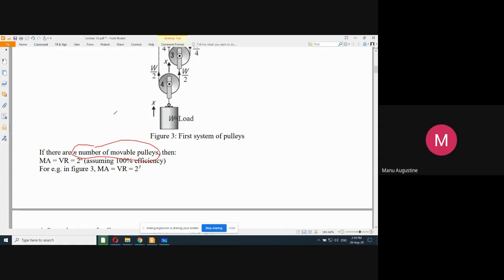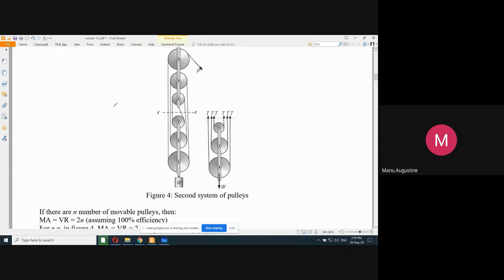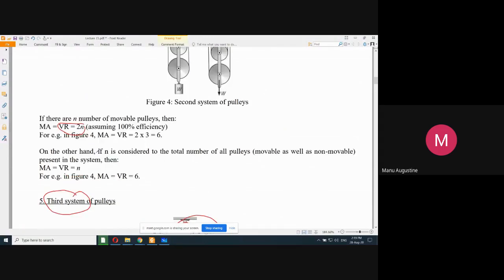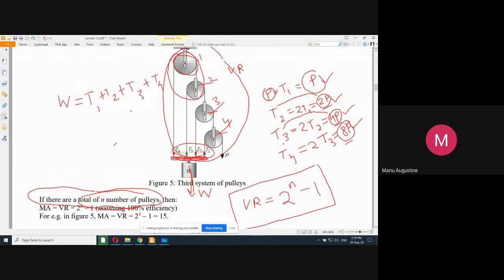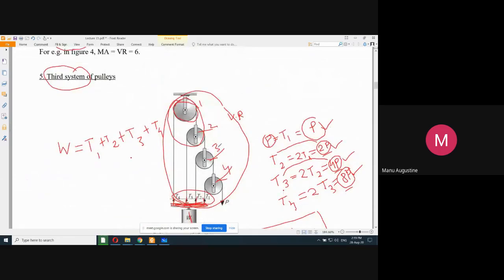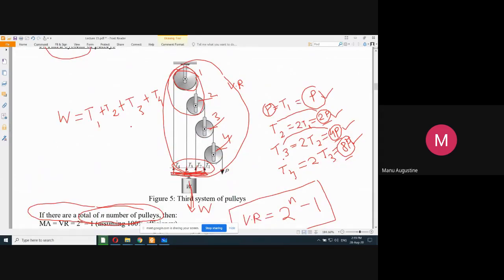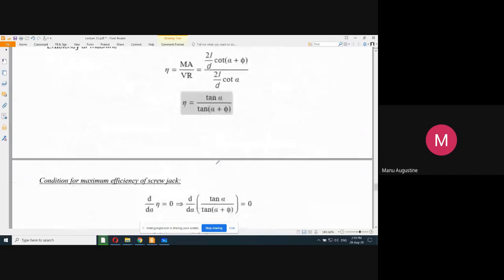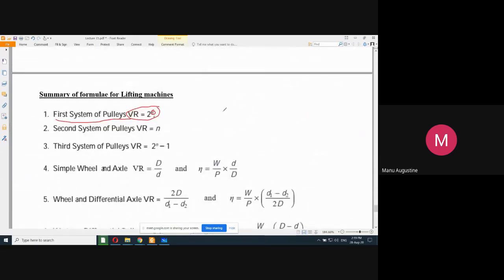ठीक है? सेकेंड सिस्टम ऑफ पुलीज में अगर मूवेबल पुलीज की बात करते हो तो वेलोसिटी रेशियो 2n है, और अगर सारी पुलीज एक साथ कंसिडर करते हो तो वेलोसिटी रेशियो n है। आप इन दोनों में से कोई एक ही याद रखें, दोनों एक साथ नहीं। वैसे दोनों पता होने चाहिए, लेकिन एग्जाम में लिखते टाइम कोई एक लिखें। और थर्ड सिस्टम ऑफ पुलीज में अगेन उसमें मूवेबल पुलीज का कॉन्सेप्ट नहीं है, तो टोटल नंबर ऑफ पुलीज हैं। So now you go back and remember, इनको रट लो अब इन फॉर्मूलेस को। डेरिवेशन तो पता लग ही गया, ठीक है?